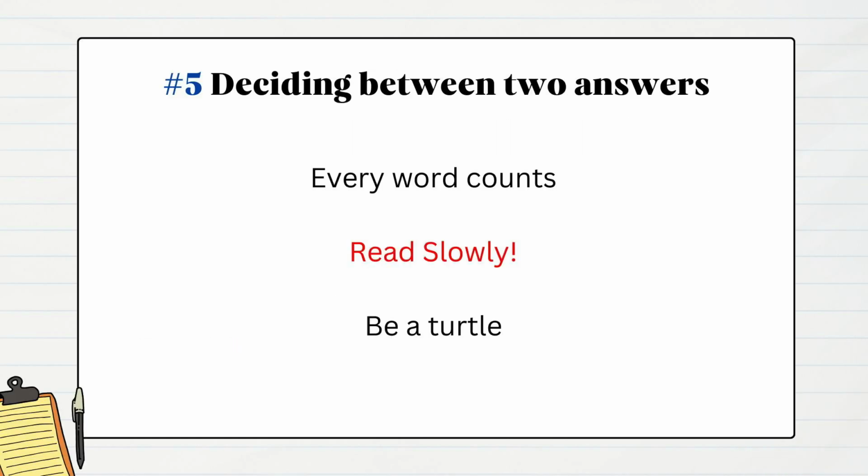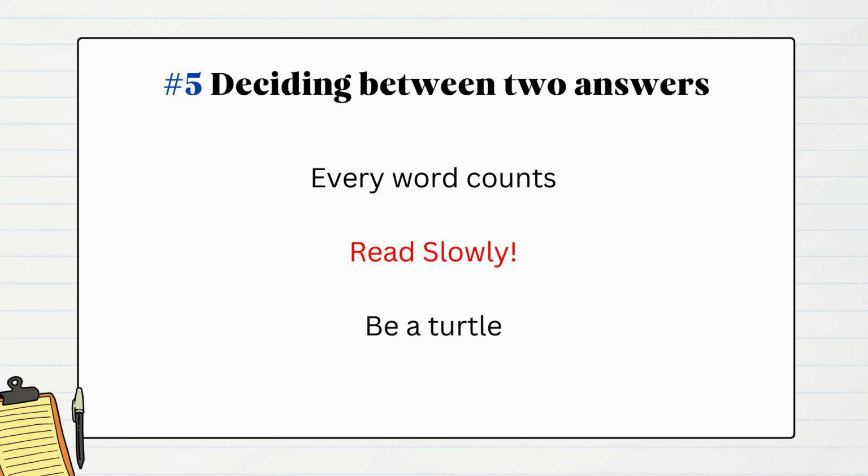And finally, we have our last tip, deciding between two answers. So the first thing to think about is every word counts. So let's say you're between answer choice A and B. You want to read both answers very carefully and think about every word. Think if there's any words that are different between those two answer choices, and often one word can make all the difference. You might see some word that we mentioned previously, like a quantifier, and that might make, let's say, A correct rather than B.